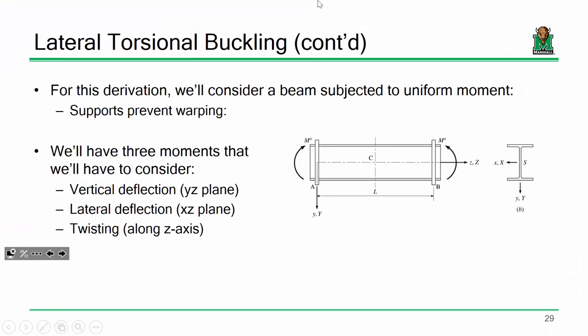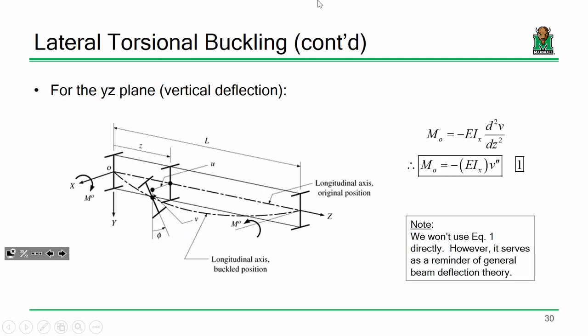Okay, so what I want to do is go through the LTB derivation with you. I'm going to do it somewhat expeditiously. I don't want to lose you in a lot of this math, but I have to go through some stuff with you. So we're going to assume that the beam is subjected to very similar boundary conditions that you saw in the video. Simply supported, braced at the ends. We're also going to assume a constant moment, and that's a really big one, because that's going to change some things we have to deal with later.